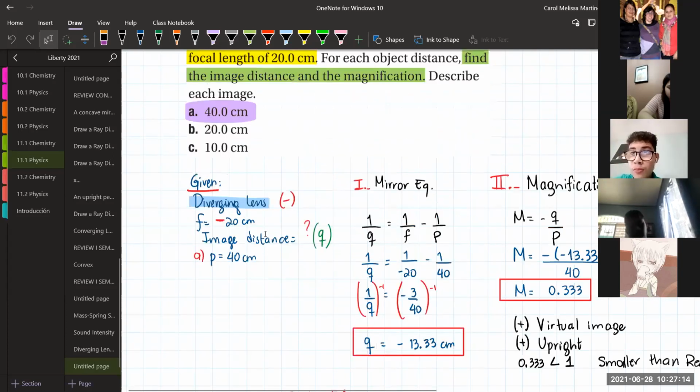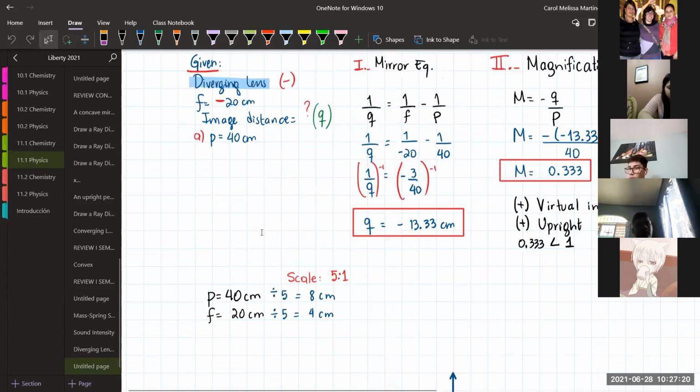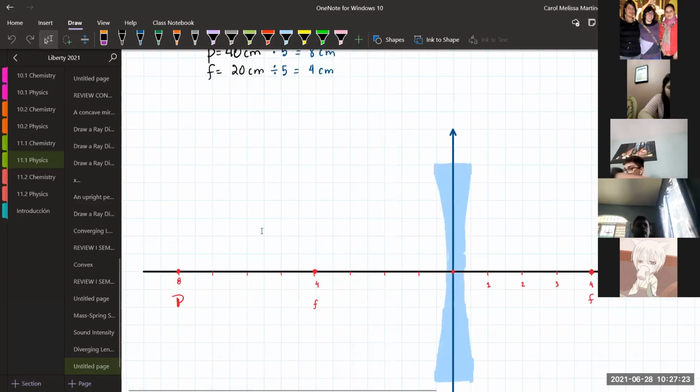So it doesn't say what kind of object, it just says an object is placed. So I'm gonna do a regular object. You could use a coin, a 50-cent coin to draw a round object, or you can draw a box. I'm gonna draw a box this time. A rectangular box. A better square. I don't know why, but I like squares better.